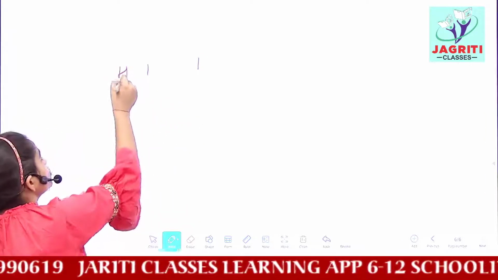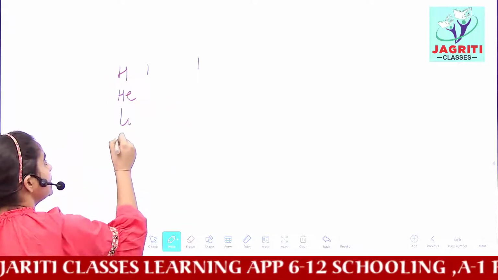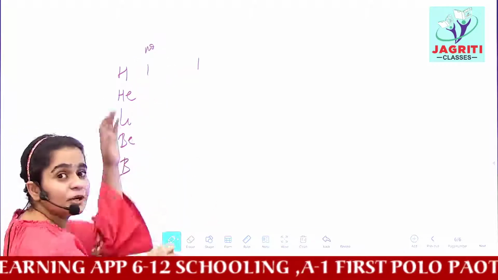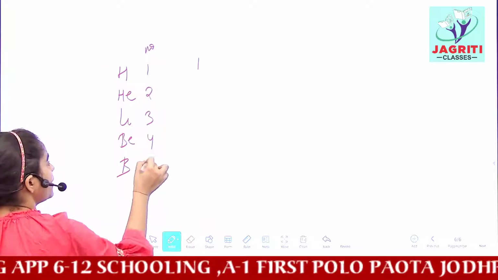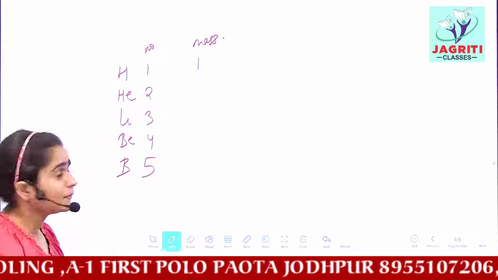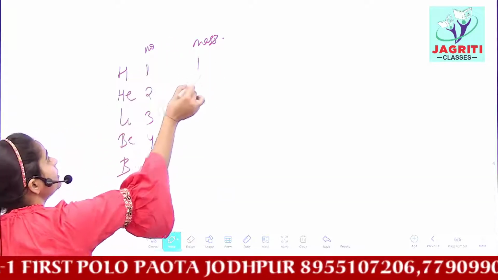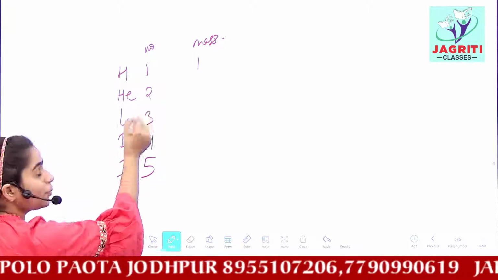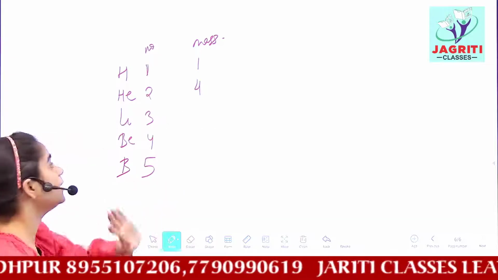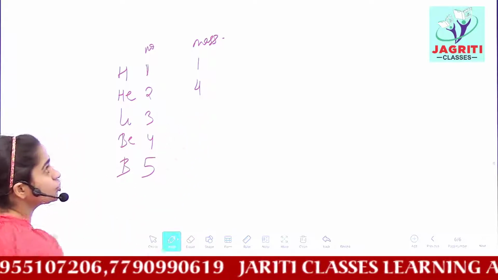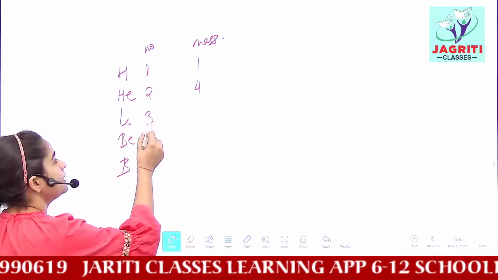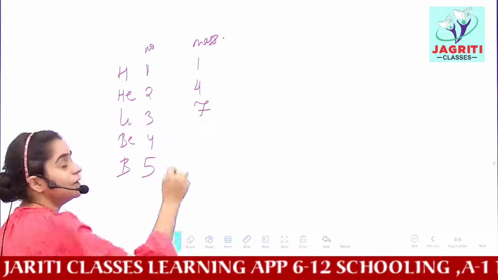The next elements are helium, lithium, beryllium and boron. These are the first 5 elements. The atomic number is in a particular order, that is 1, 2, 3, 4, 5. But atomic mass is not every time the double of the atomic number. Hydrogen's atomic number is 1, but its mass is also 1. For helium, the atomic number is 2, and if you double, you get the mass as 4. This is the general value. But for lithium, which mass should you get? Generally the mass is double of the number, so you should get 3 plus 3, that is 6. But the mass of lithium is 7.